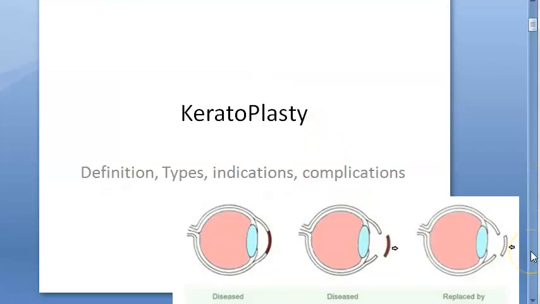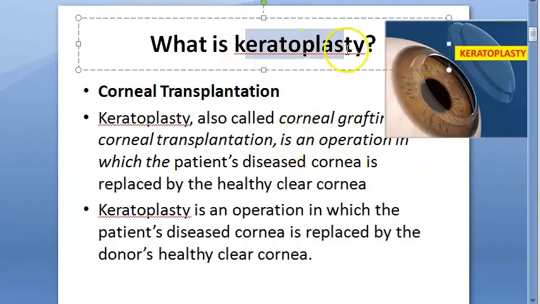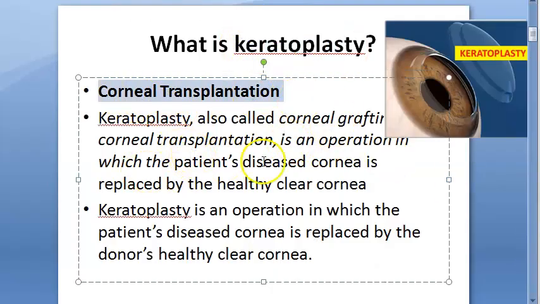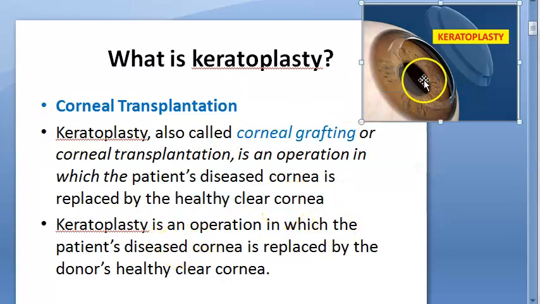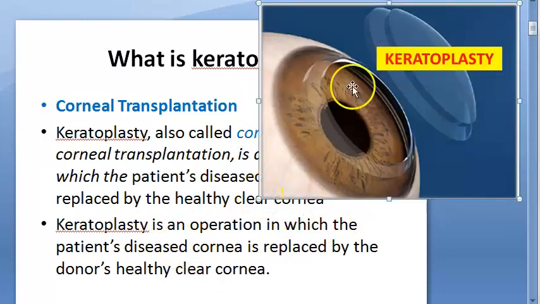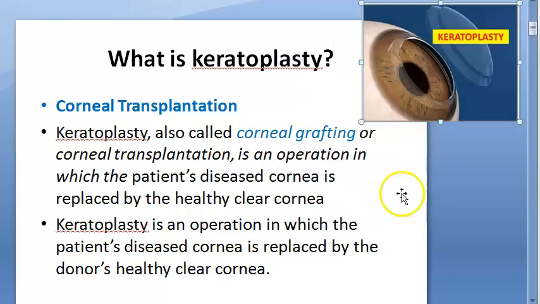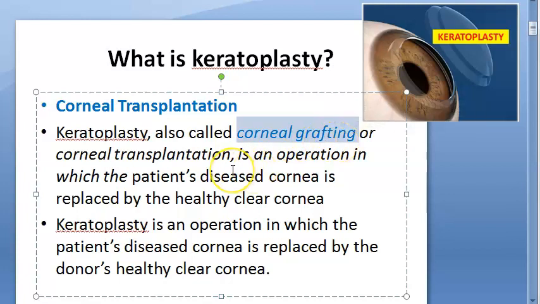Now let's look at the definition. What is keratoplasty? It's nothing but corneal transplantation or corneal grafting. It is an operation in which the patient's diseased cornea is replaced by healthy, clear cornea. So that is the definition. You are removing the diseased cornea and replacing it with healthy, clear cornea.